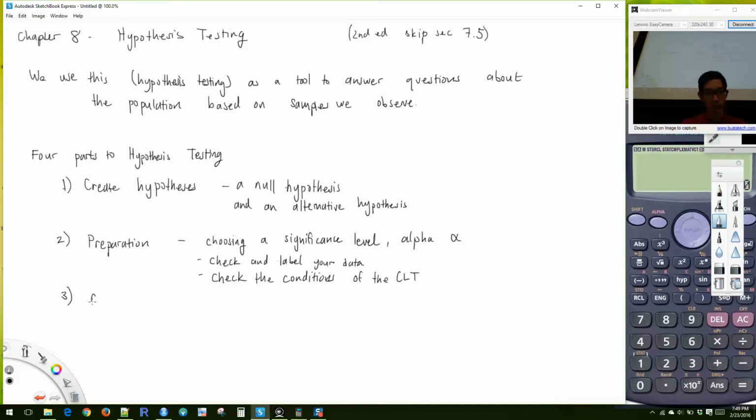Then we do calculations. Specifically, the value we are going for is something called a p-value. Generally, to find the p-value, this involves finding the standard error and the test statistic.